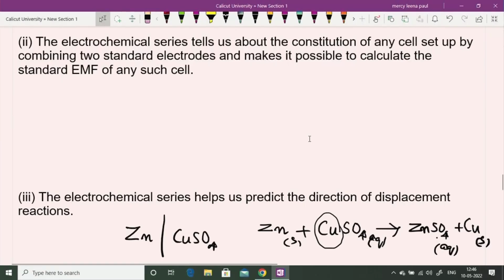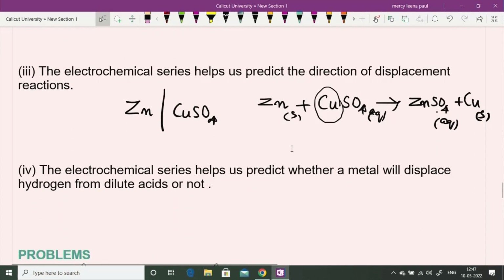Next is the electrochemical series tells us how to constitute a cell, set up a cell by combining two things, two electrodes. It gives us the direction in which the displacement takes place, and finally, it helps us to predict whether a metal can displace hydrogen from its dilute solutions or not. Displace hydrogen from dilute solution in the sense, if I add metal to an acid solution, whether we will be getting hydrogen gas or not.